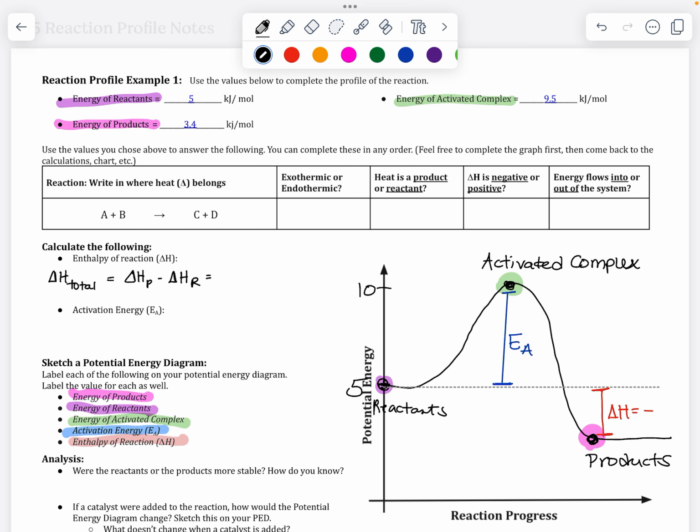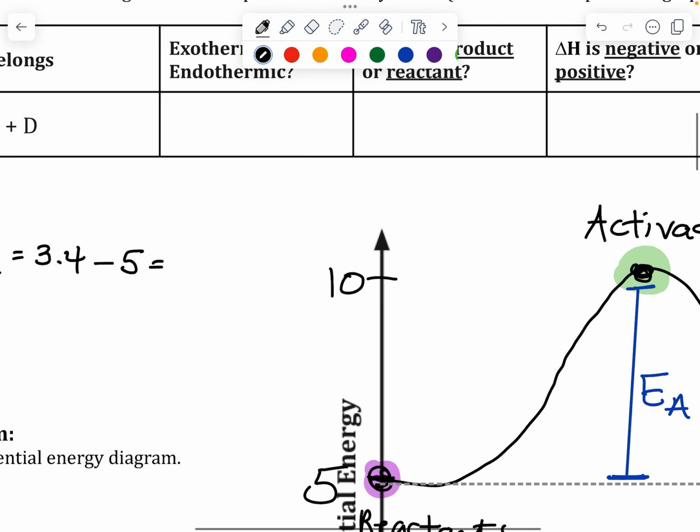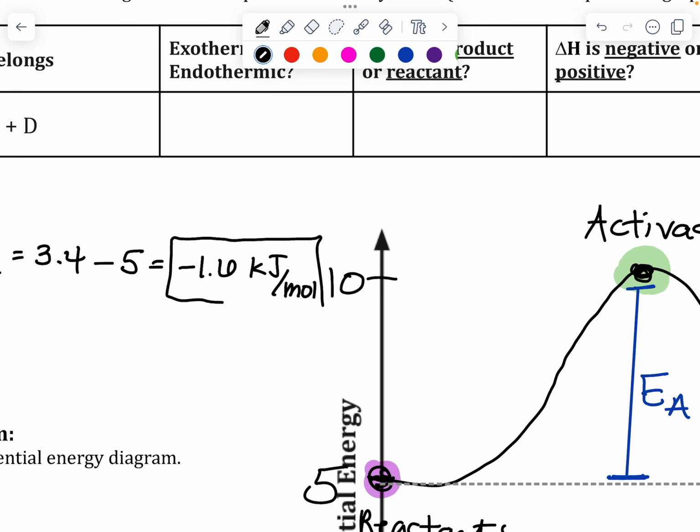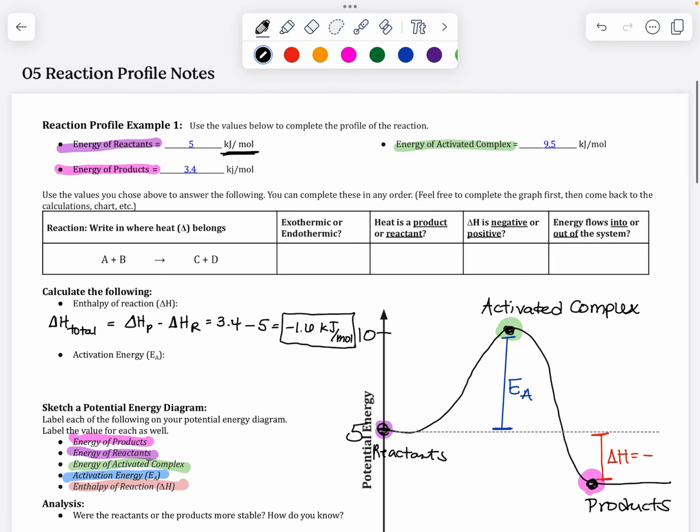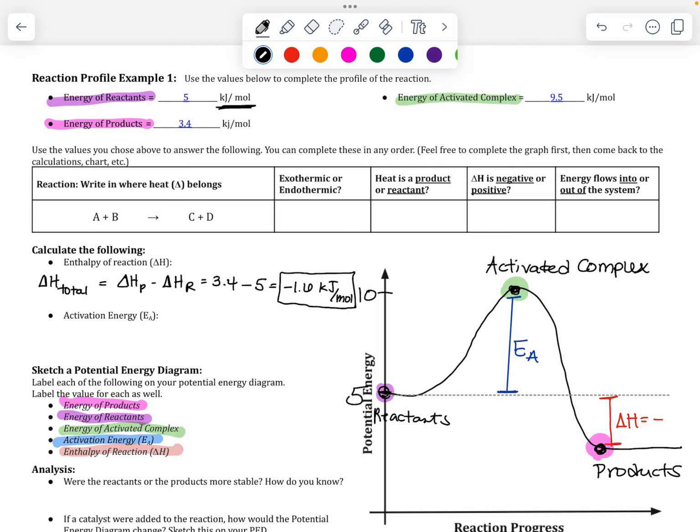Well, my products are 3.4 minus my reactants of 5. So 3.4 minus 5 is negative 1.6. My units are going to be the same as my units that I have in my original energy values, that kilojoules per mole right there. And so that negative 1.6 kilojoules per mole is that delta H value. And so if I want, I can write that on my graph. So that negative 1.6 kilojoules per mole.